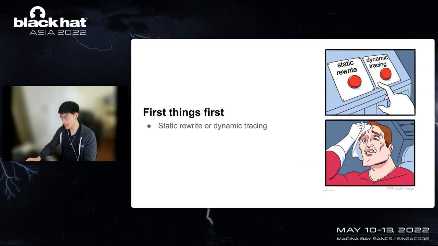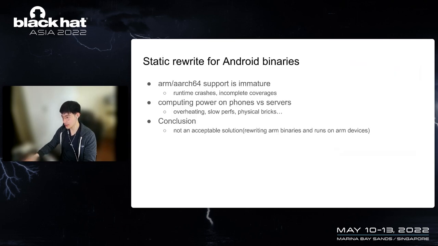First things first, which one do we need to choose for binary fuzzing, static rewrite or dynamic tracing? Our conclusion here is that static rewrite is an option for Android binaries, but it has many disadvantages. For example, the ARM AArch64 support for Android binaries is immature, at least for publicly accessible tools, which have runtime crashes and incomplete coverage, especially for complex binaries.